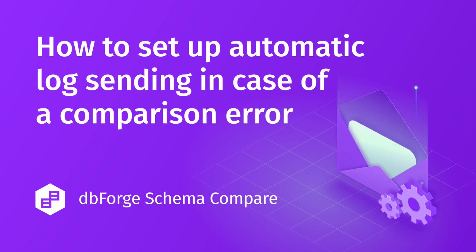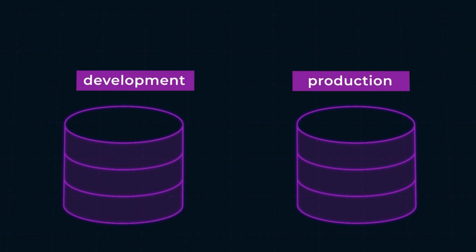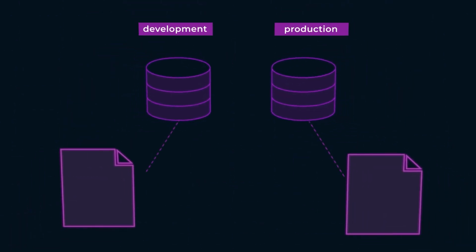In this video, we will show you how to configure the automatic sending of the schema comparison log file. Suppose we have two databases, one for development and one for production. Our task is to keep their schemas synchronized. To accomplish this, we want to set up regular comparisons between the two databases.